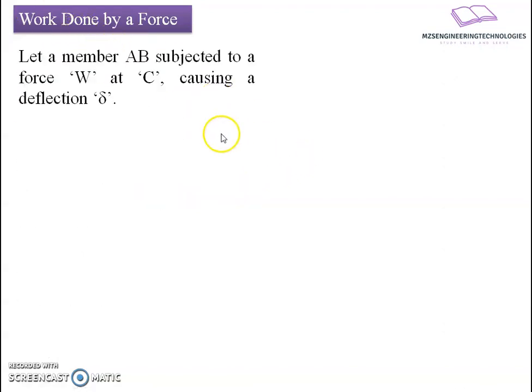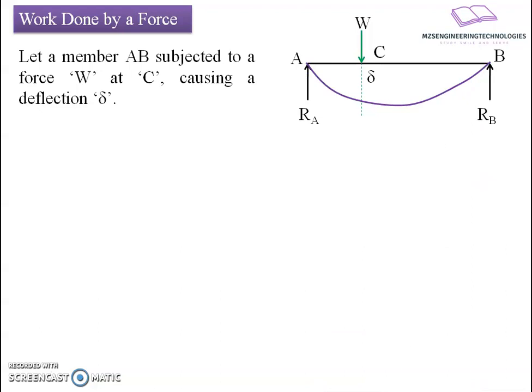For that, let us consider a member AB subjected to force W at C, which is going to cause a deflection delta. Let us picturize this one. Let us say A and B are supported by knife edges, because I talk about a simply supported beam here, developing reactions Ra and Rb at the ends. At the point C, within the span of the beam, there is a loading W. This loading is going to cause a deflection of the beam, amounting to a value delta.